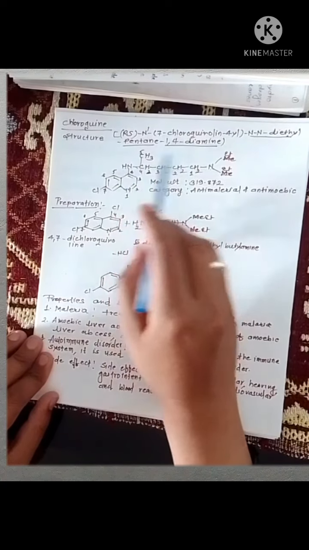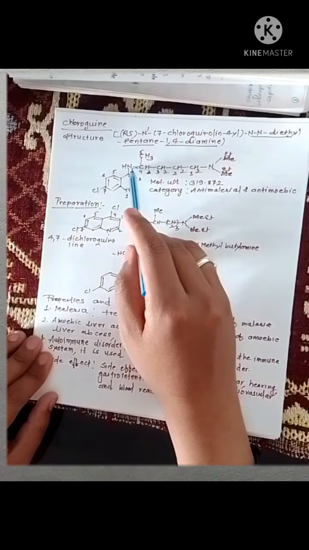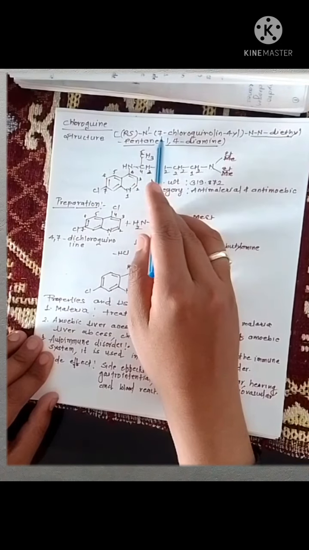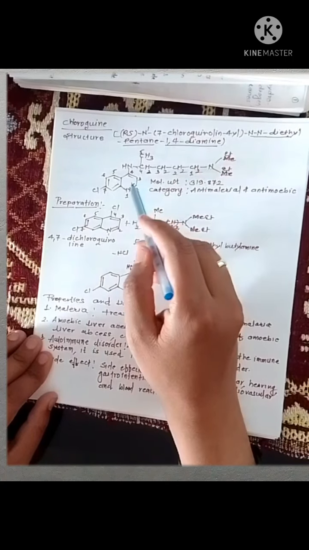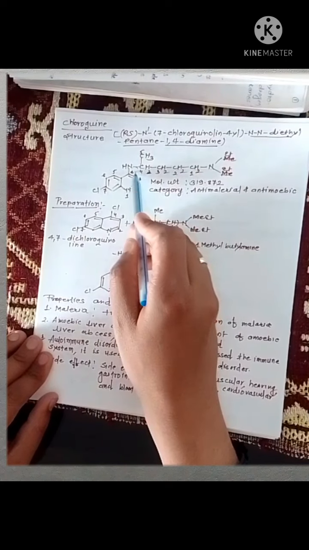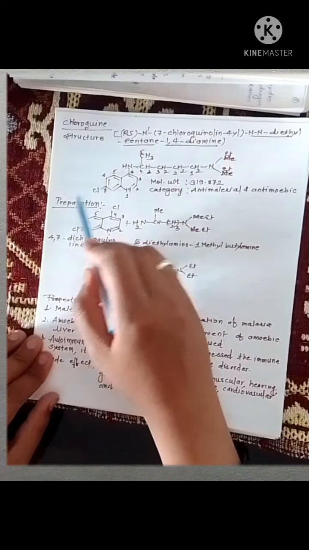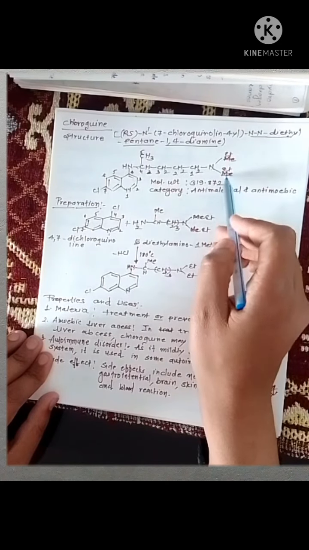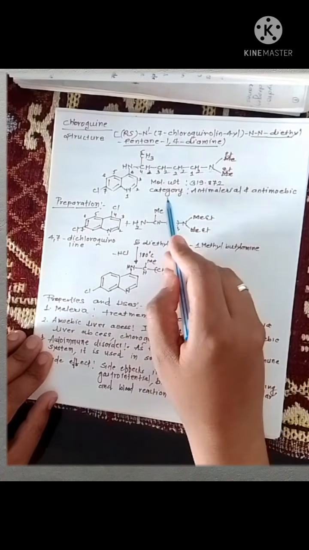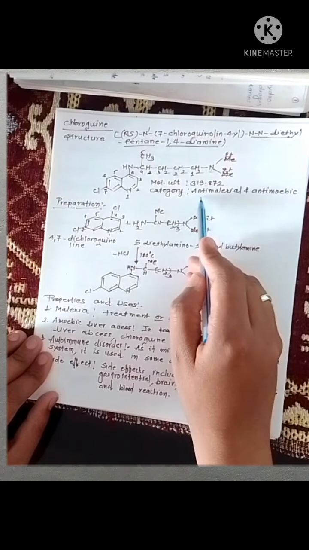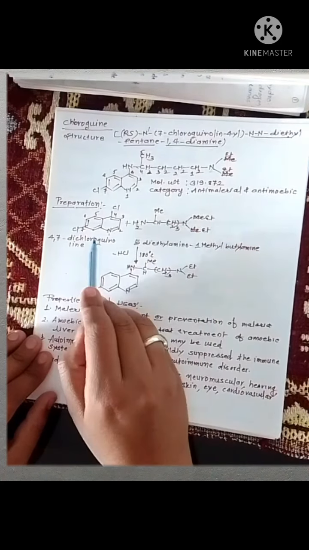At the 4 position, just see here N dash. It is for this nitrogen. On this N dash there is a 7-chloroquinolinyl group. So we write here the 7-chloroquinolinyl structure attached to this nitrogen, and an ethyl group is attached on this nitrogen. What is the category of this drug? It is used as an anti-malarial and anti-amoebic drug preparation.